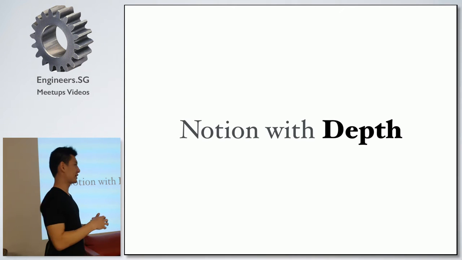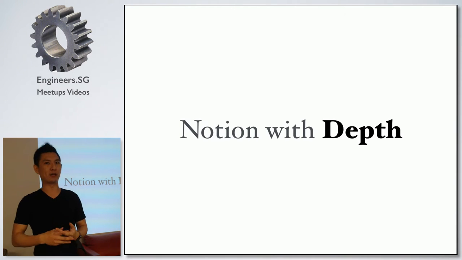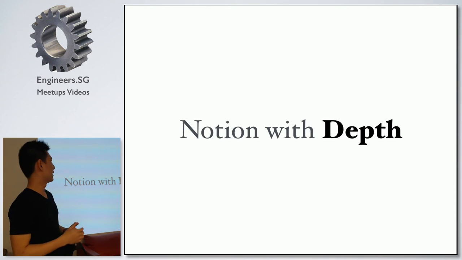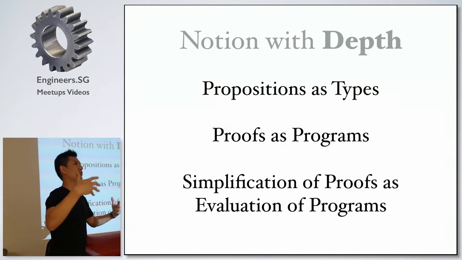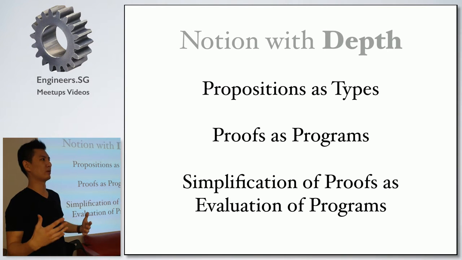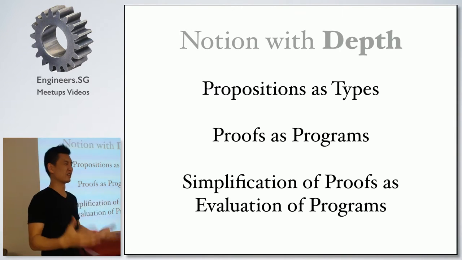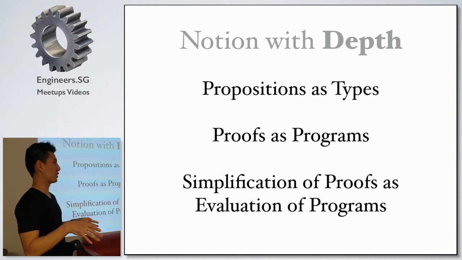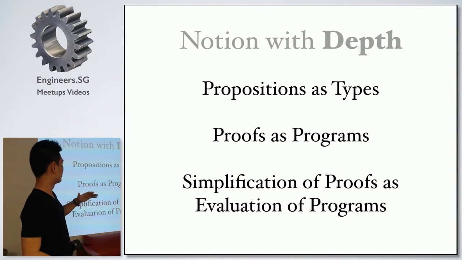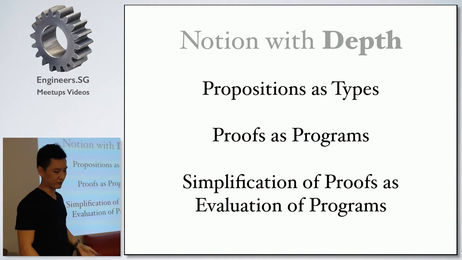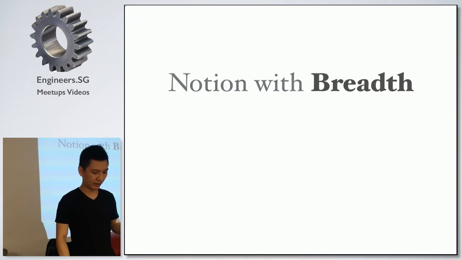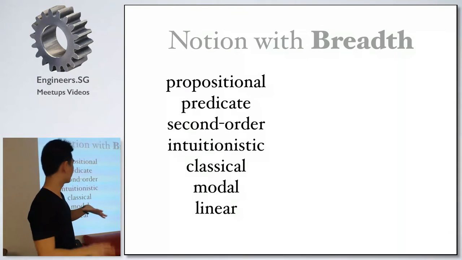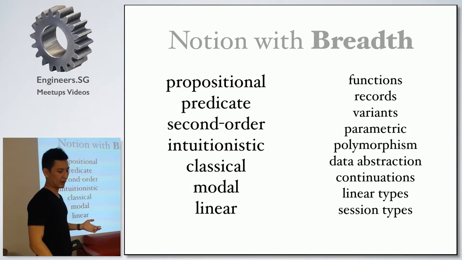Propositions and types is, as described by Philip Wadler, a notion with depth, in the sense that we are not just linking these two fields on a very surface level. It actually goes all the way down in three levels. I'm going to talk about these three levels later. It's also a notion with breadth, in the sense that it touches a lot of areas around computer science and logic.